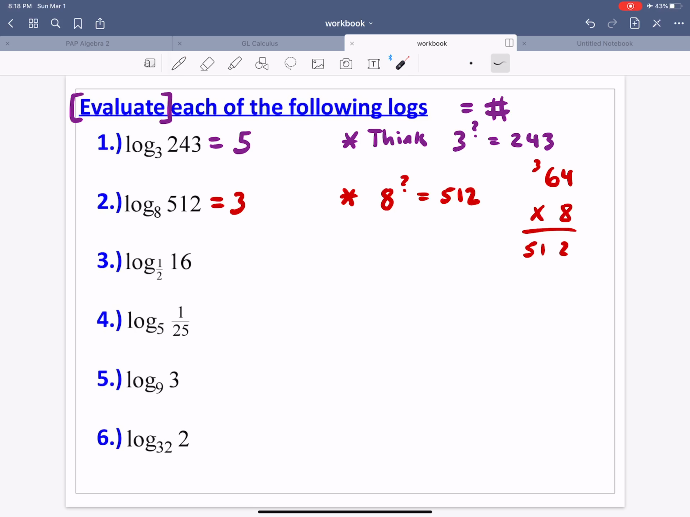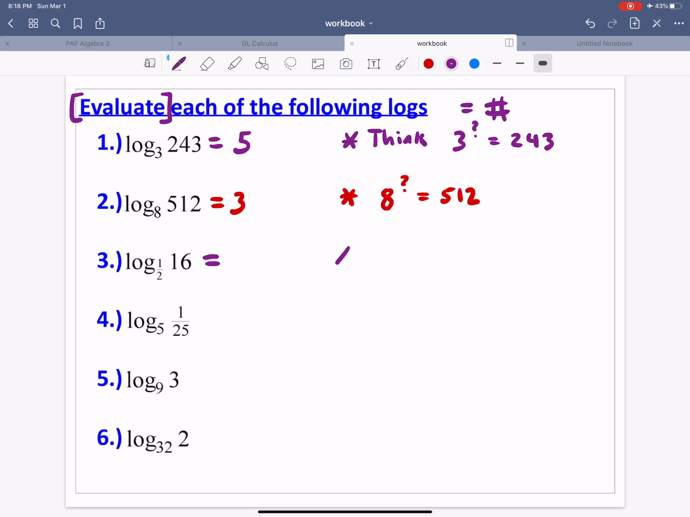Again, you are dead in the water if you do not remember how to rewrite logs as exponentials because you will not be able to think about this equation correctly. Okay, now let's have some fun with these other ones here. So log base 1/2 of 16 is going to equal a number. Let me get rid of my scratch work here. We don't need that. It's not important.